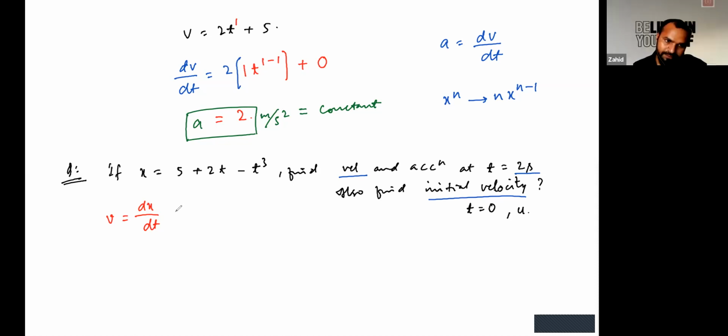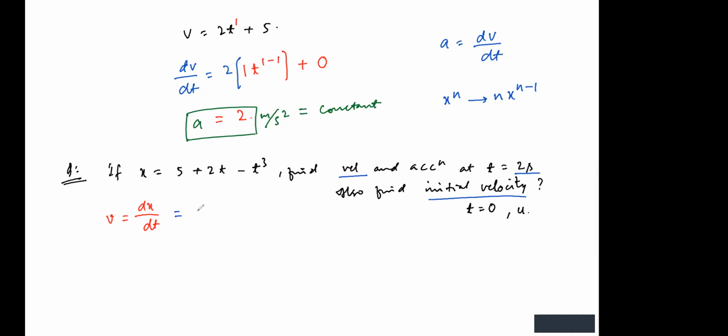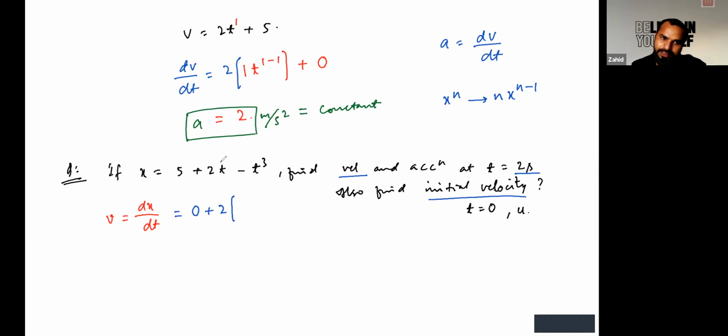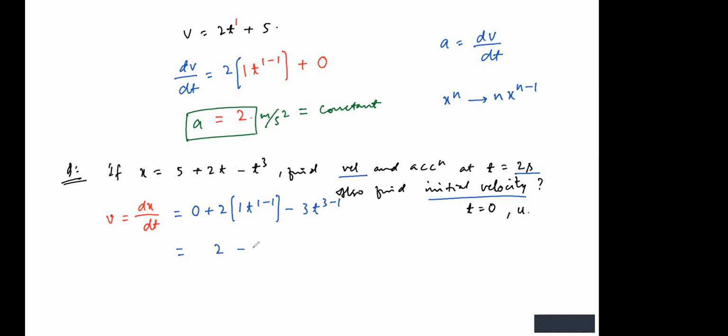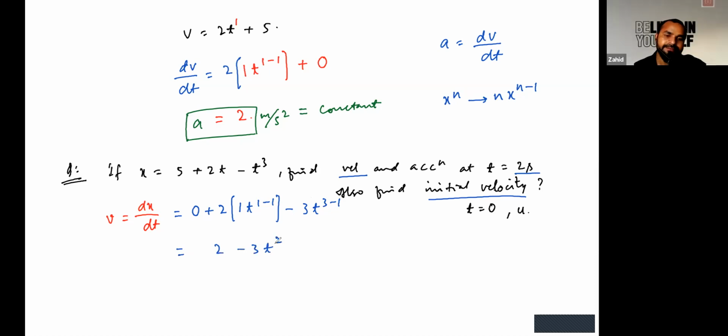Tell me your answer. The differentiation of 5 would be 0. Good. 2 being a coefficient, take it outside, and t raised to the power 1, exponential of t. Good. So it becomes 1 t to the power 1 minus 1. Here we have exponential of t as 3, so it will be 3t to the power 3 minus 1. So on rearranging, it will be 2 minus 3 times t square. Okay.